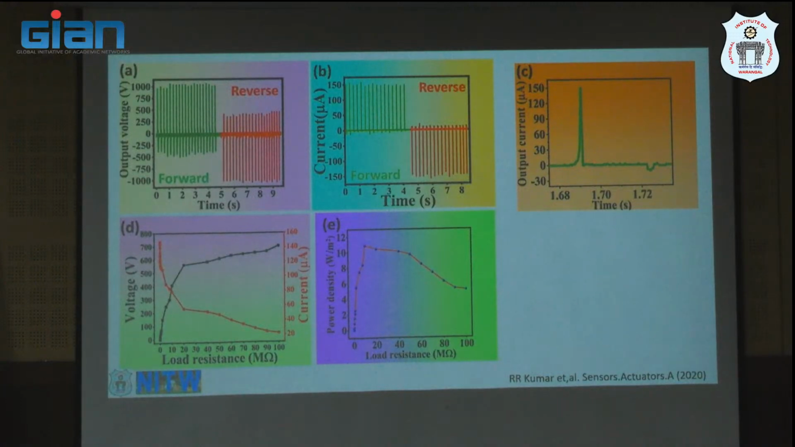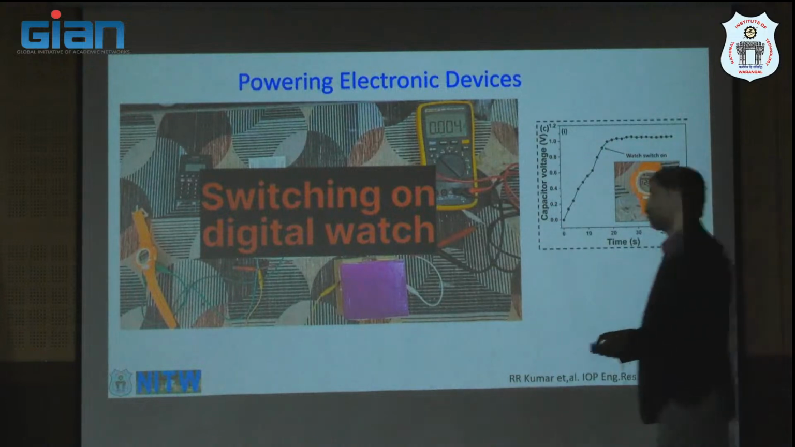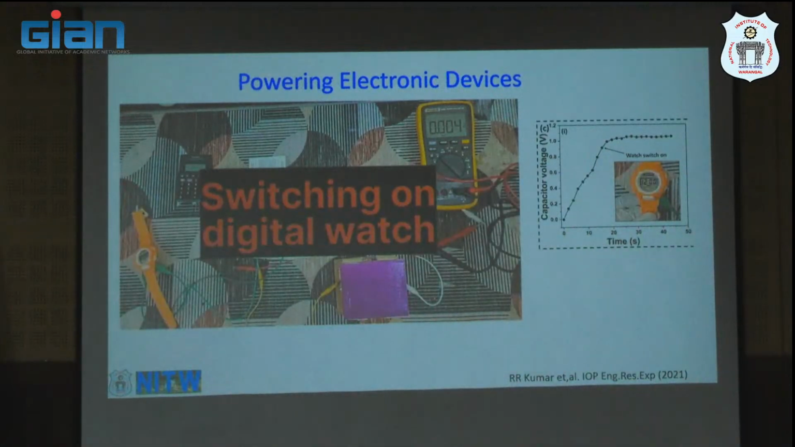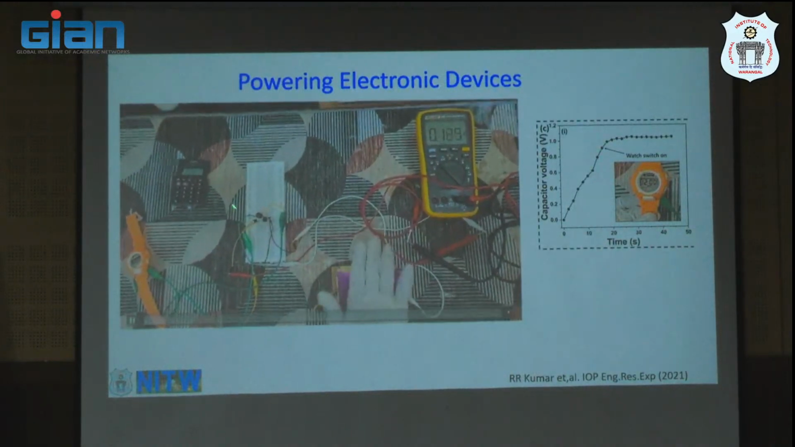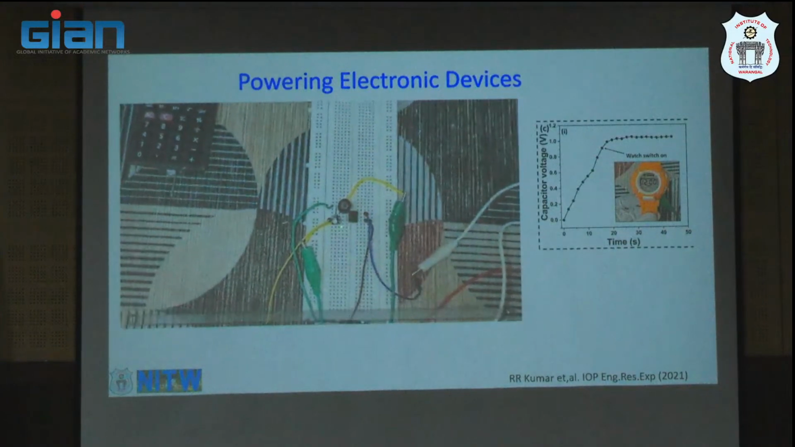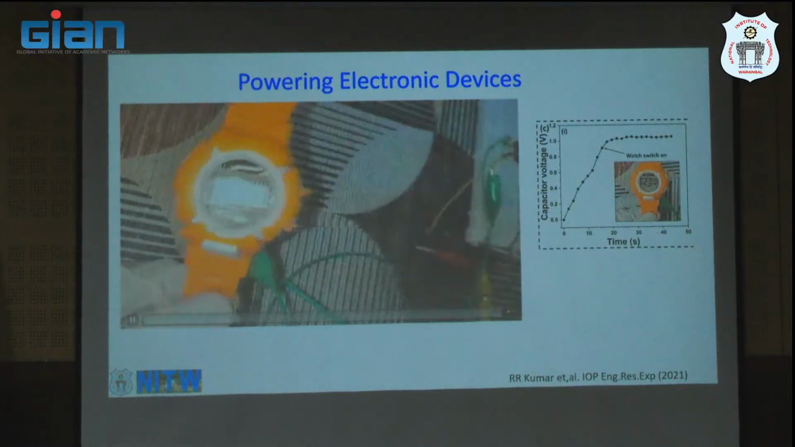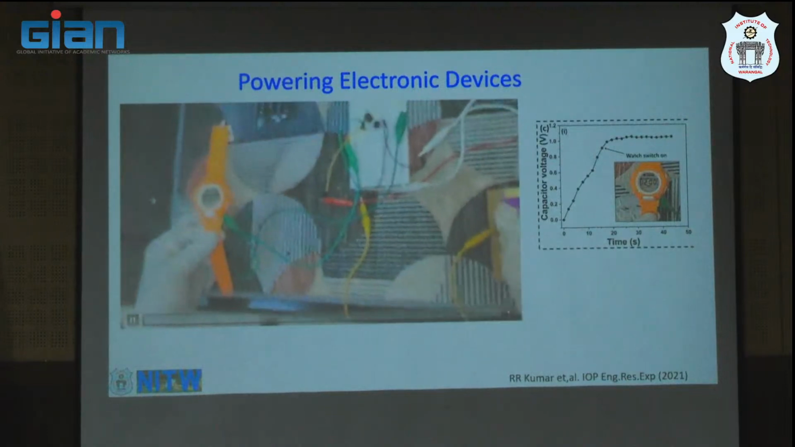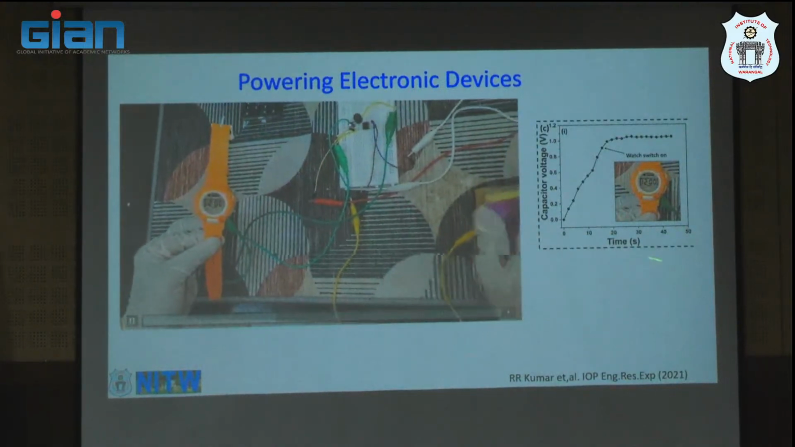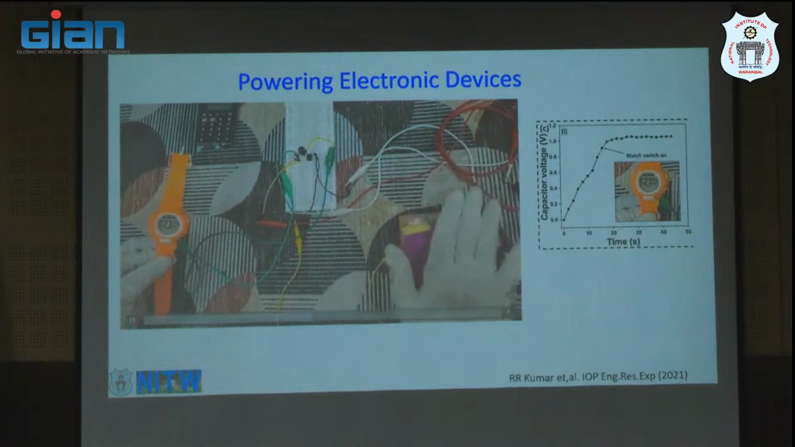This device we used for powering electronic devices. Typically, we are powering this digital watch here, you can see in the video. It's not playing, I guess, let me play fast. You can see now, this is a TNG device. This TNG is tapped by hand and there is a full wave rectifier here and a capacitor, and the capacitor gets charged. After the capacitor gets charged to a certain level like 1.5 volts or 1.2 volts, your digital watch turns on. As long as the tapping is there, your watch will run without any battery. This is what we were trying to do.